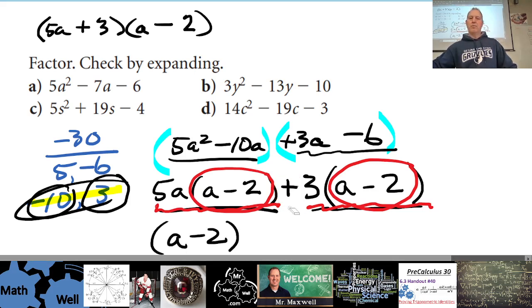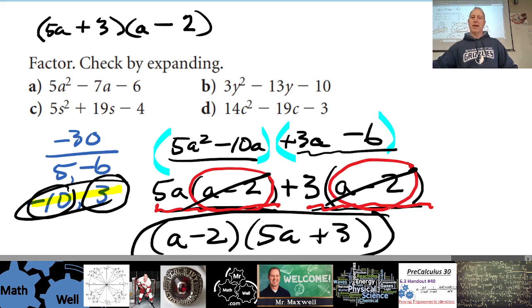And then when you've pulled out the common factor, you think about dividing this big giant term by this factor that's gone, and then you're left with 5a. And when this one's gone, you're left with plus 3. And that's how you factor by decomposition.